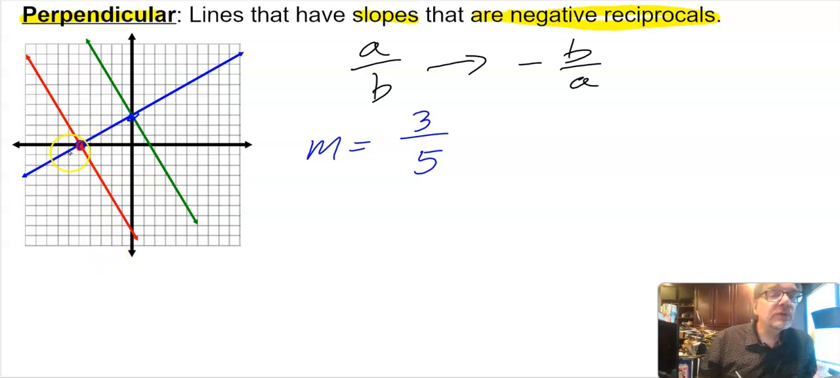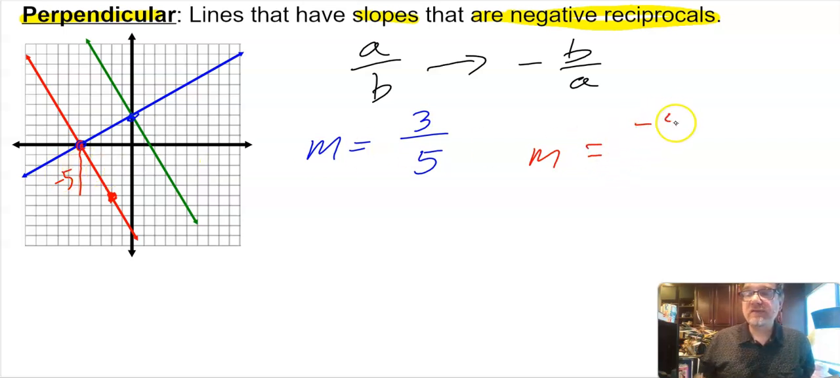So there's a red point, and let's go here. Right there, that's a good point. So this slope, when I count left to right, we have a rise of 1, 2, 3, 4, 5. We went down, so that has a rise of negative 5. And then it has a run of 1, 2, 3. Notice the fractions are reciprocals, and one is positive, one is negative.